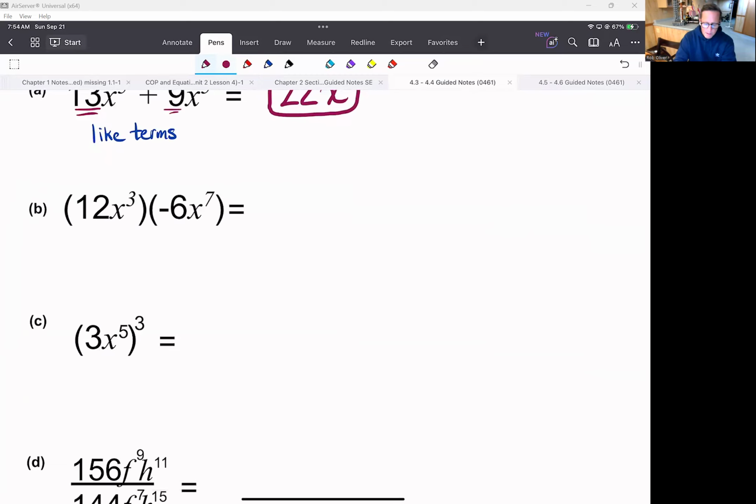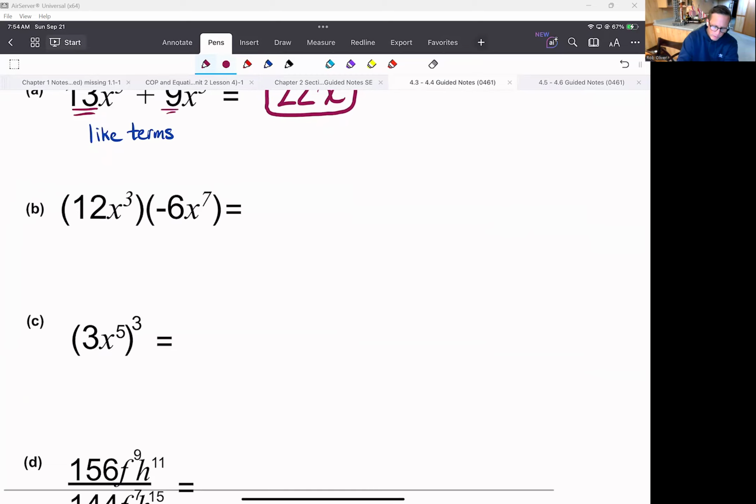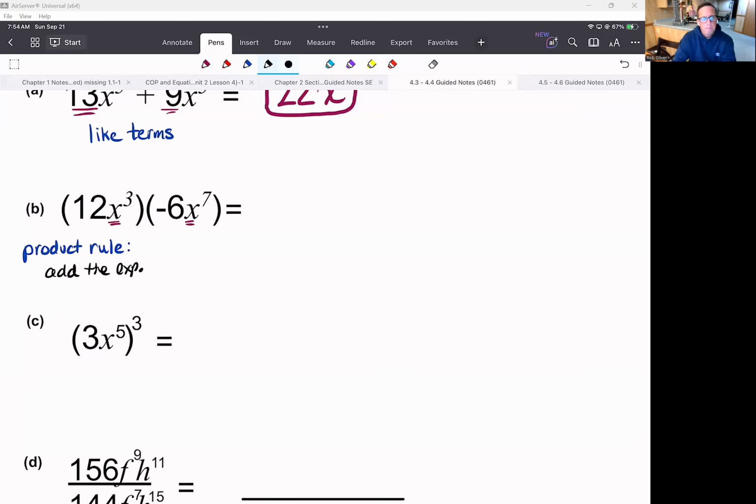All right. Now this one, we're multiplying like bases, where we have an x there. And so we're going to use the product rule. And with the product rule, what do we do? We add exponents. I'm going to abbreviate there, but add the exponents. When it comes to coefficients, we're just going to multiply them. So 12 times -6, that is -72.